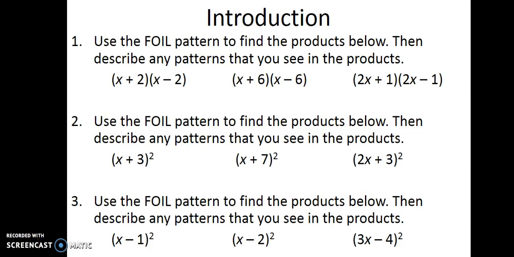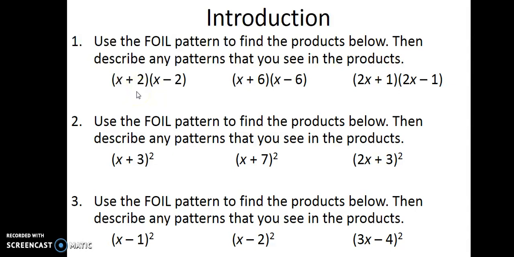Hi, and welcome to this screencast. We're going to be talking about special situations with binomials, and then we'll be looking at how to find the zeros of a function. So numbers 1, 2, and 3 are looking at different special situations.